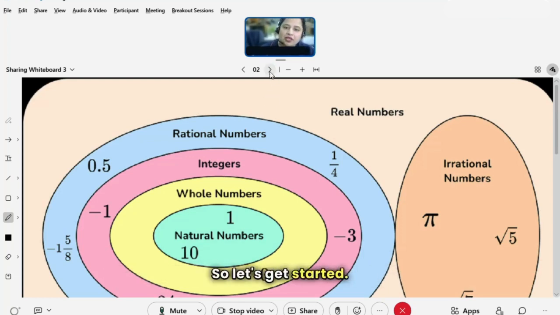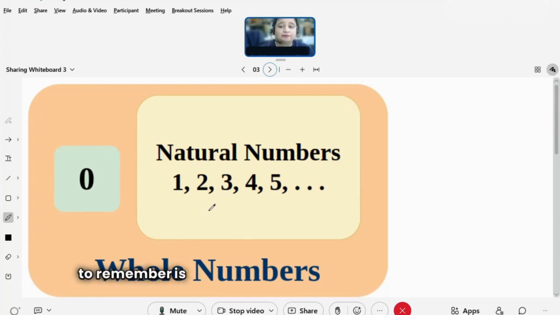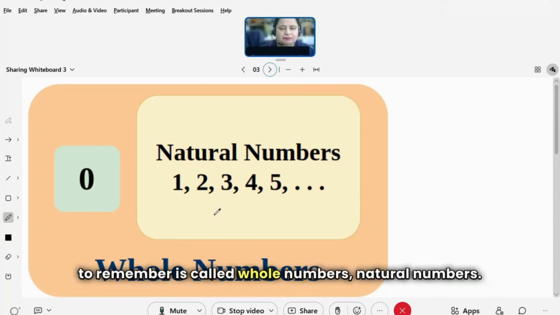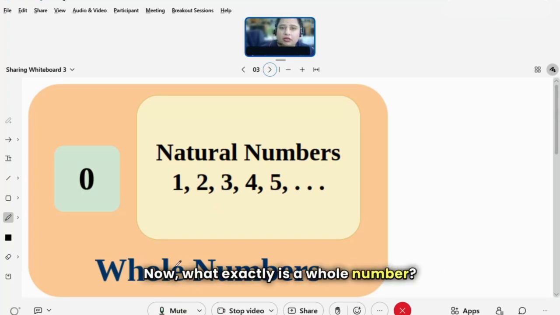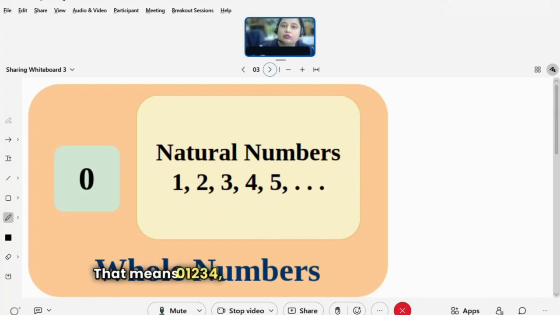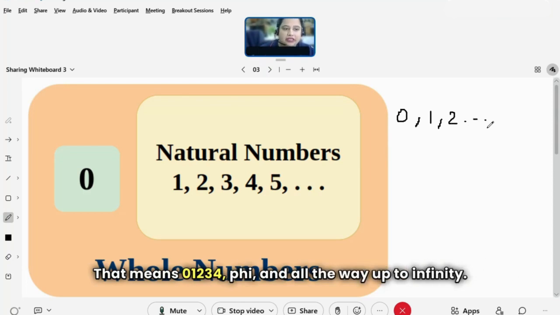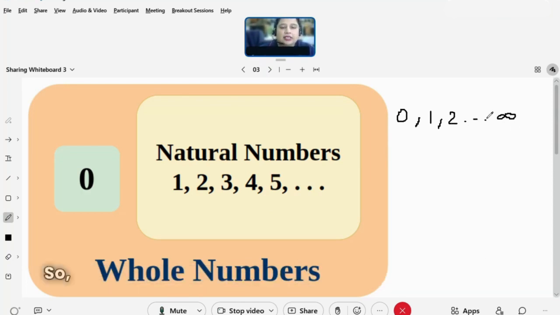So let's get started. The first thing that you need to remember is called whole numbers and natural numbers. Now, what exactly is a whole number? Whole numbers are those numbers which start from 0. That means 0, 1, 2, 3, 4, 5 and all the way up to infinity. Now, what exactly is infinity? Infinity is a term that we use for the uncountable, for the thing that keeps going on and on and it's not going to stop. So whole numbers are those numbers which start from 0, that means 0, 1, 2, 3 and all the way up to infinity.